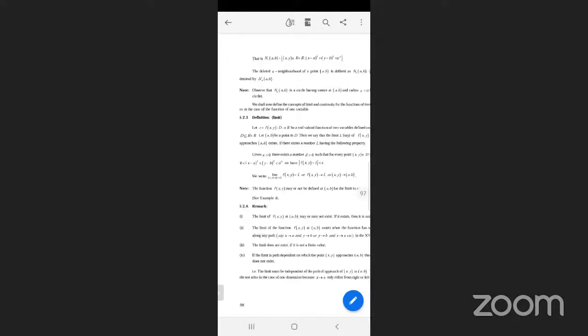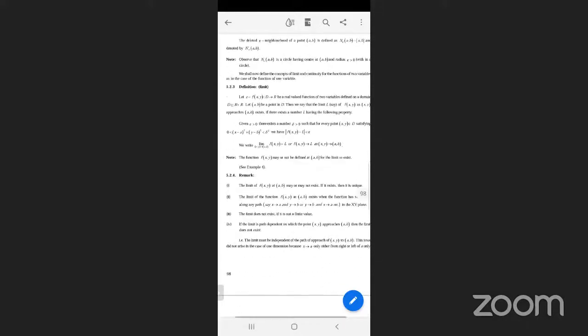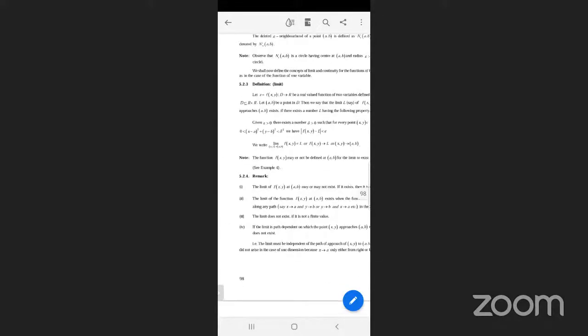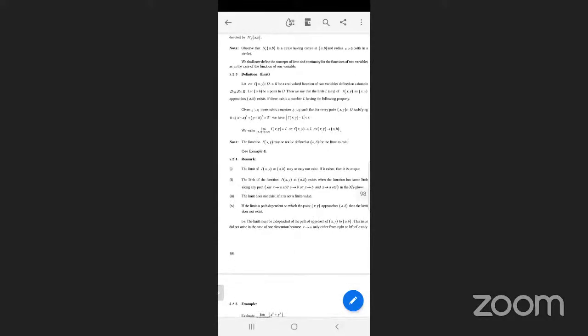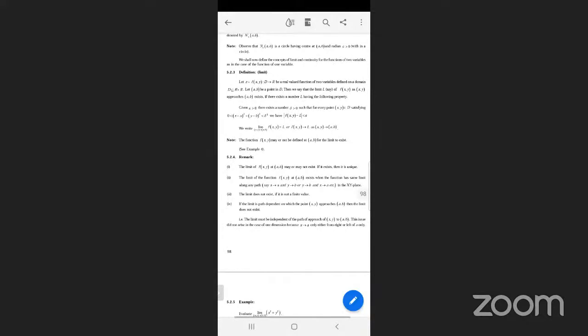Okay. Now coming to the remarks: the limit of f(x, y) at (a, b) may or may not exist. If it exists, then it should be unique. So if the limit exists for a function f(x, y), then that must be unique. It means we cannot get different limit points. If the limit exists, that should be one and only one, that should be unique.